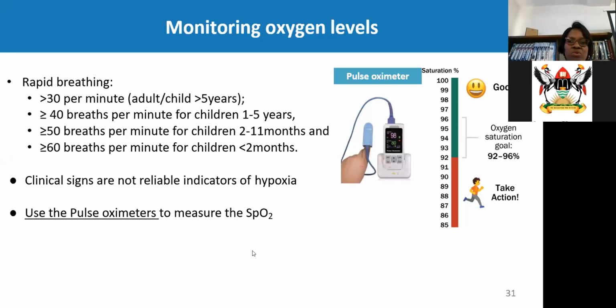Once you place it on, wait for about 4 to 6 seconds before you read off. Wait for the patient to stabilize, but also ensure that you have placed it on correctly. Oxygen saturation above 95, 95 to 100%, is good, but for patients who have been desaturating, it's important to keep them in a target of 92 to 96%. Anywhere below 92 or even 94%, please take note that you should take action immediately for that patient.